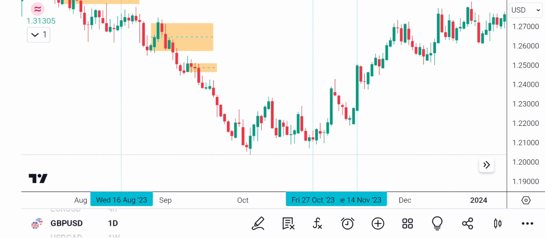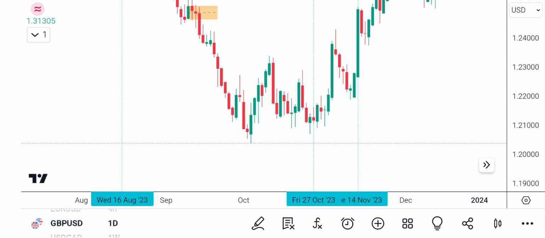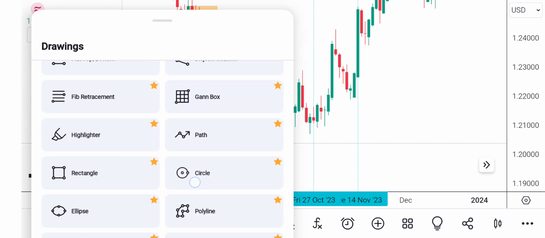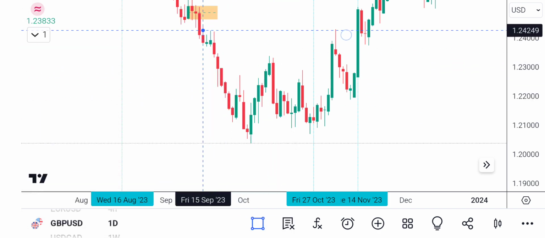Now let us see if you can spot a bearish order block. Does it resemble what I've taught you? Just look at this one. We are in a sell market, right?